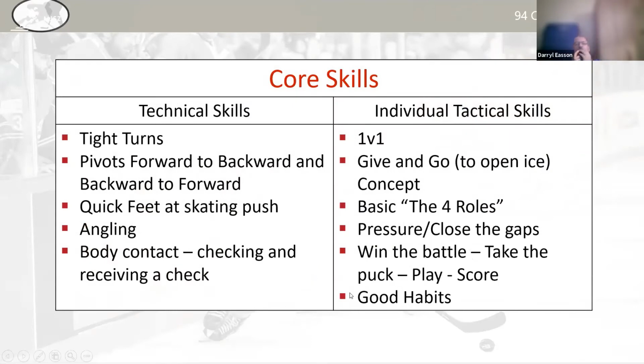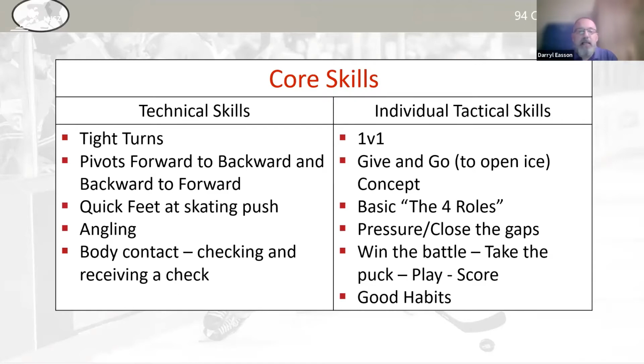So here's your 4 skills. Tight turns, your technical skills. Pivots forward to backwards, backwards to forwards. We've got them doing both. We probably taught them some things. Now we're concentrating on it so they can do it automatically and they can do it well. Quick feet on the skating push. Very, very quick, when they're crossing over, when they're pivoting, when they're moving their feet, taking off. So these are the things.